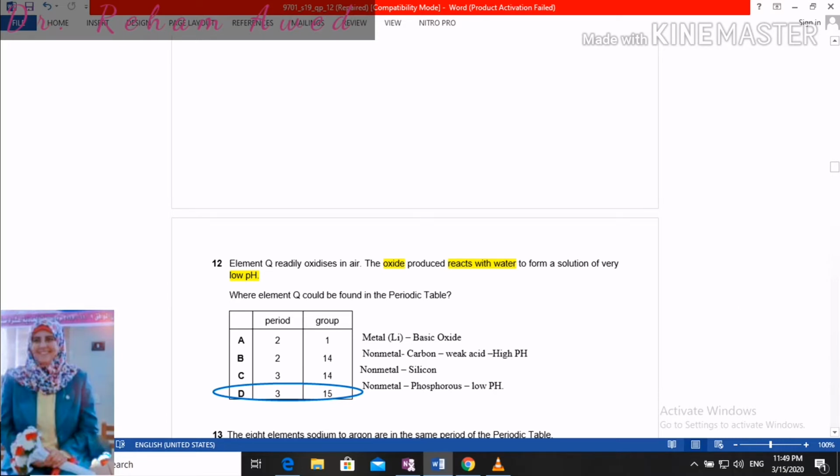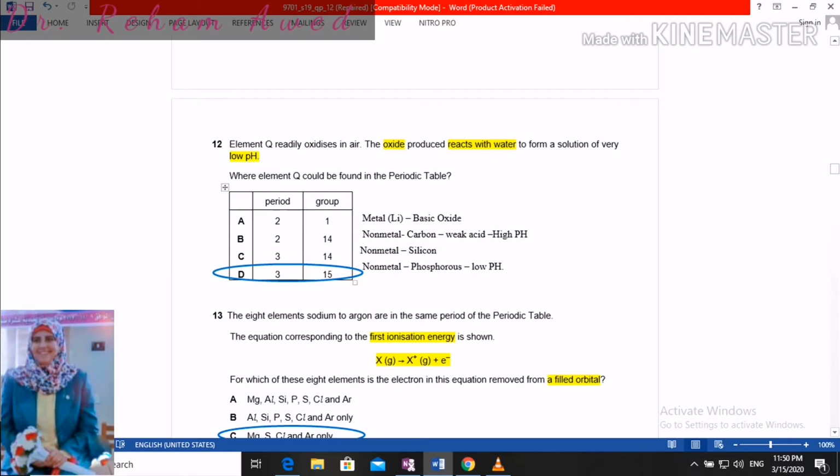It's okay. So we are just comparing between different elements, oxides, and expected pH for each one. Of course, as we go to the right in the periodic table, we are talking about non-metals. Non-metal oxides are acidic oxides. Their pH is less than 7. As we go to the right, the pH of the acid formed will decrease. So the acid will be stronger.